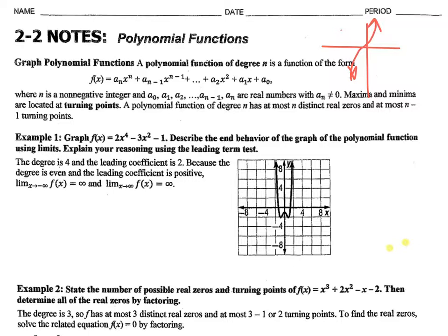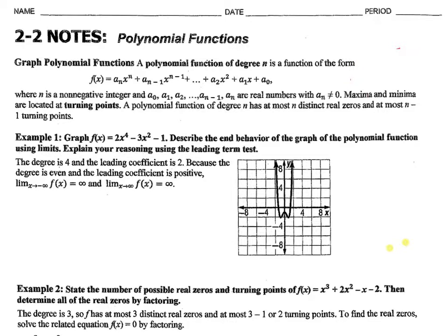So if you have x to the 4th power, how many turning points could you have? 3. The maximum number that you could have is 3. And that's the key. The maximum number of turning points would be n minus 1, if n is the exponent. Okay, that's the maximum number of turning points. Okay, so let me erase this.